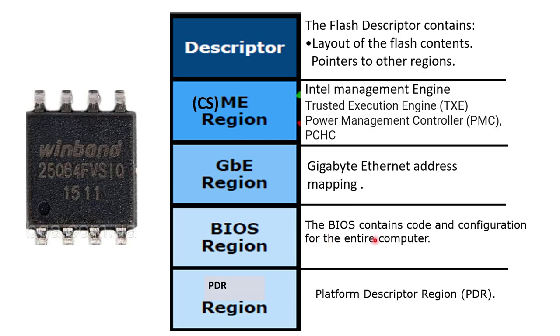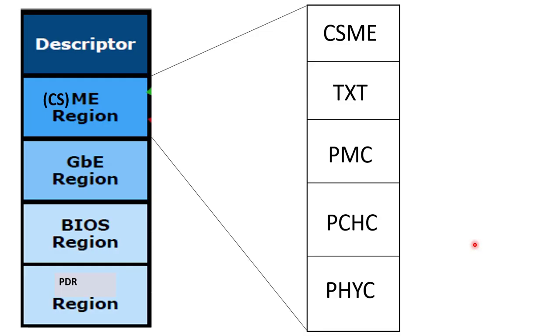BIOS region. The BIOS contains the code and configuration of the entire computer, and the PDR region is the platform descriptor region, where the logos of the laptops are stored. The CSME region is further divided into different regions. Again, it's called the CSME region. TXT, that is the Trusted Execution Technology region. PMC, Power Management Controller, PCH controller, and the Type C controller.